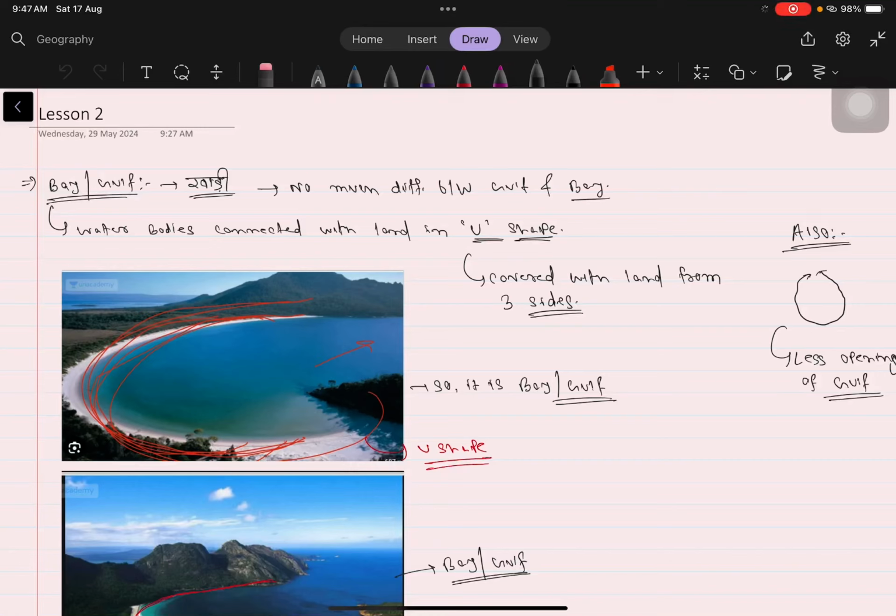Hello everyone, this is lesson 2 of the physical geography part. I will discuss all the remaining terms which were left there. The first term is bay or gulf.